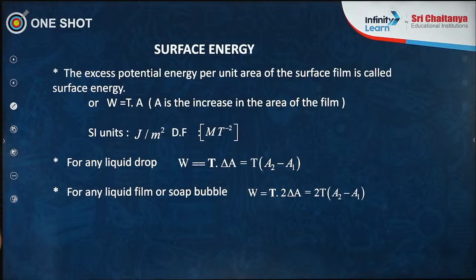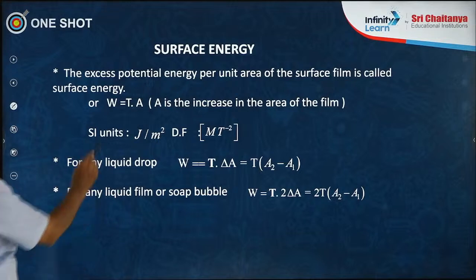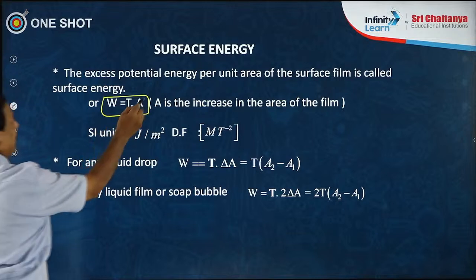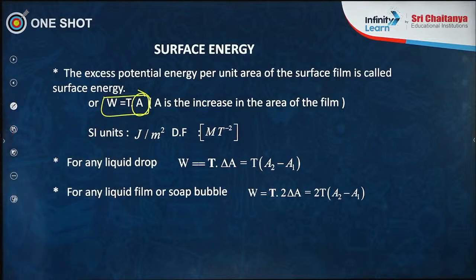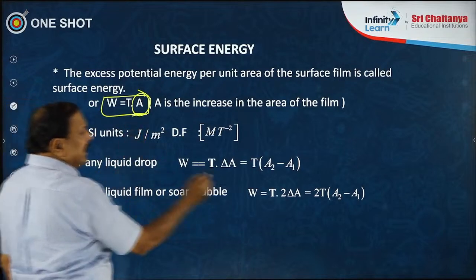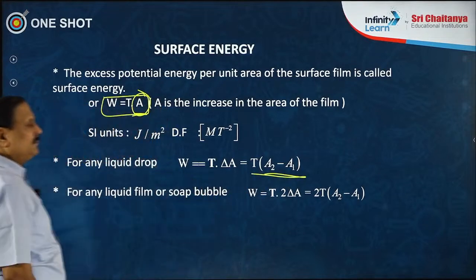Next very important thing is surface energy. The general formula for the surface energy is W equals T A, where A is the surface area of the liquid film. Actually, A should be written as A2 minus A1.